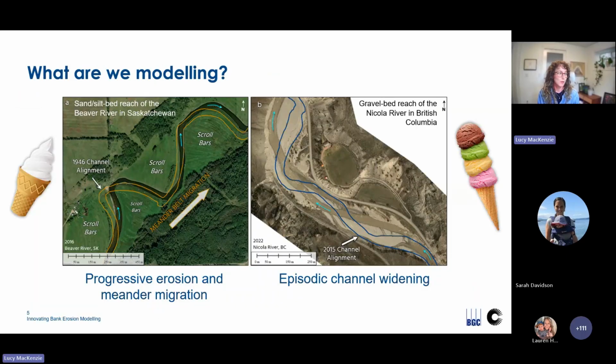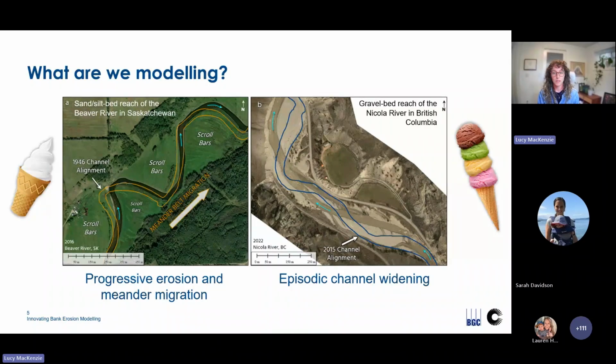This brings us to an overview of two very general types of bank erosion that exist, which we like to classify as either vanilla ice cream or multi-flavored deluxe waffle cone ice cream. The vanilla type is progressive erosion and meander migration. This process involves the steady, predictable shifting of the river channel and is typically seen in sand or silt-bed rivers such as the one shown here. Over years or decades, the river tends to erode at the outside and downstream side of meander bends, creating classic features such as scroll bars across the floodplain.